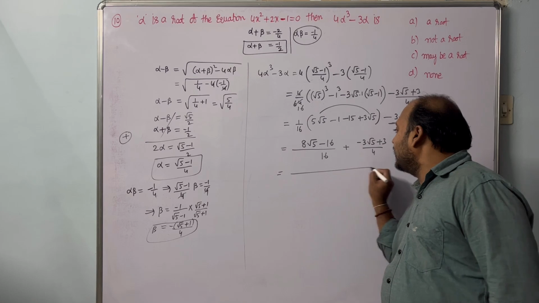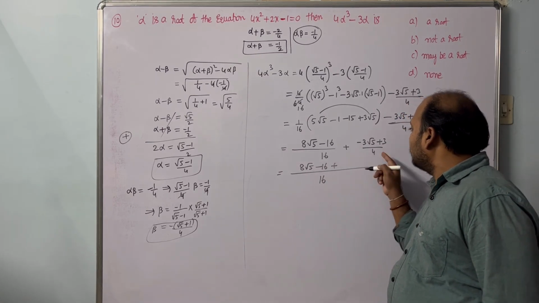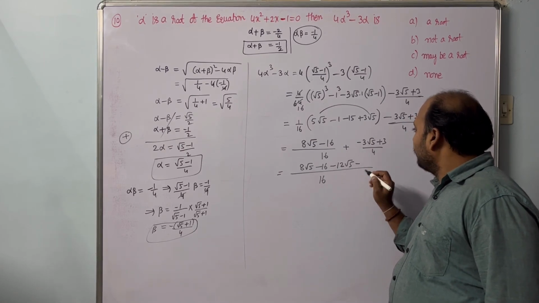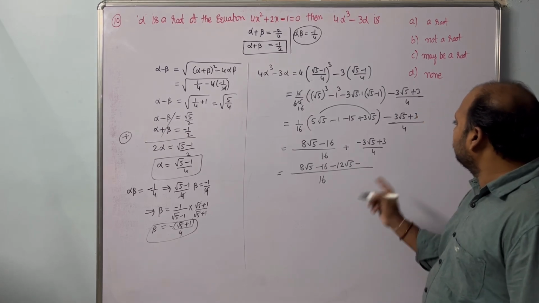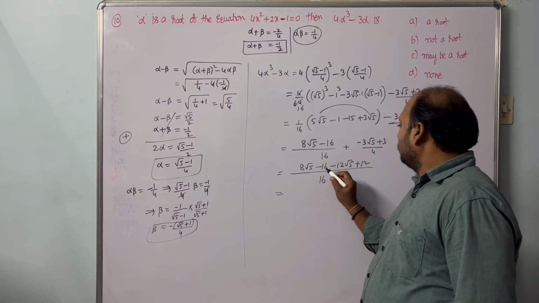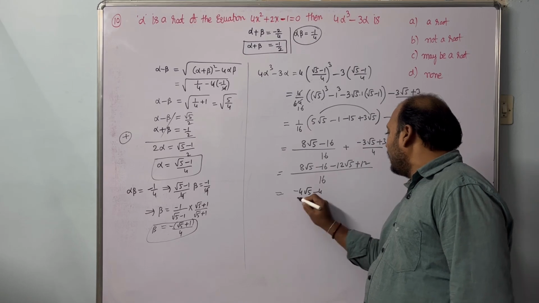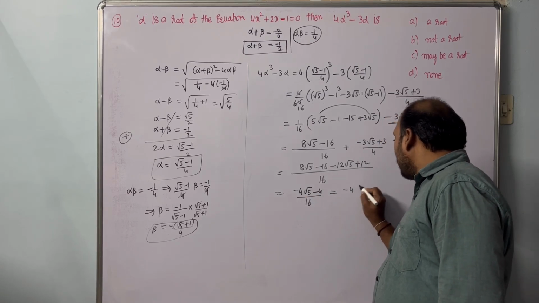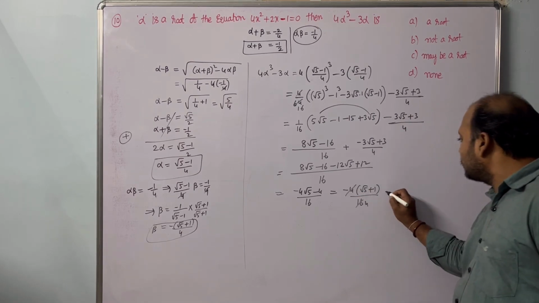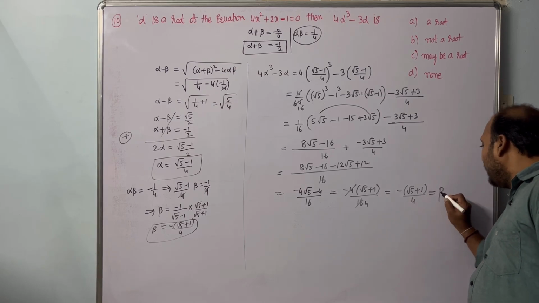Now take LCM 16. So 8 root 5 minus 16 plus 4 into minus 12, minus 12 root 5, next plus 12. Okay, students. 8 root 5 minus 4 root 5, minus 4 divided by 16. Minus 4 take common, root 5 plus 1 divided by 16. 4 ones are 4, 4 fours are 16. Minus root 5 plus 1 divided by 4, which is equal to beta only, no?